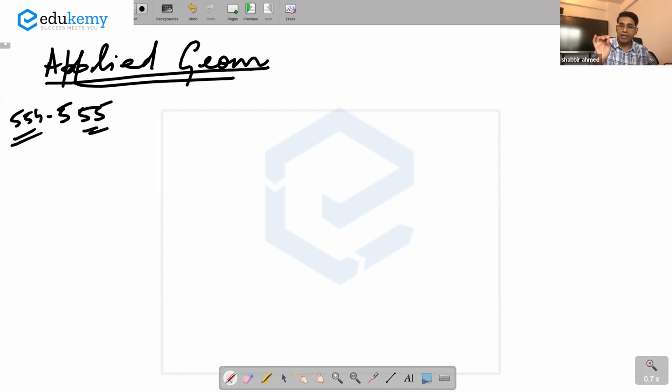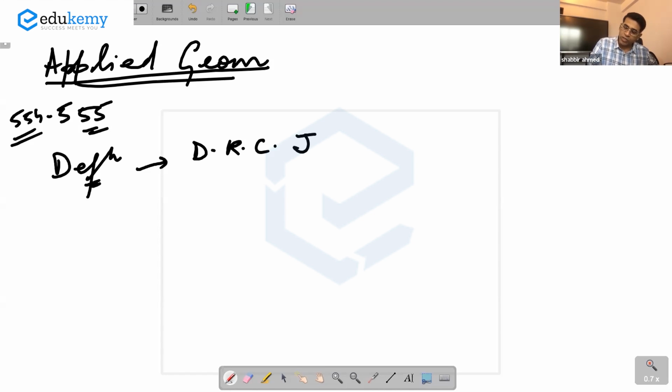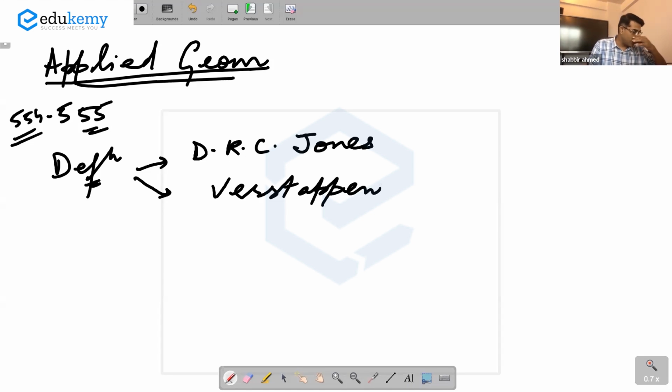Now, remember some definitions, okay? Not exact wordings, but whatever definitions. One definition given by D.K.C. Jones. Do use his name. Another given by Verstappen. So, first column, please be with me. First column, last paragraph. According to D.K.C. Jones, applied geomorphology may be defined as the application of geomorphic understanding to the analysis and solutions of problems.